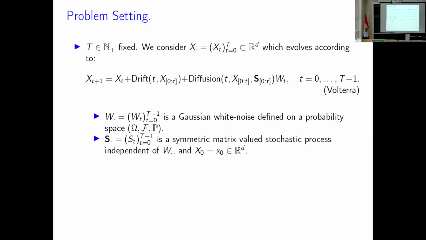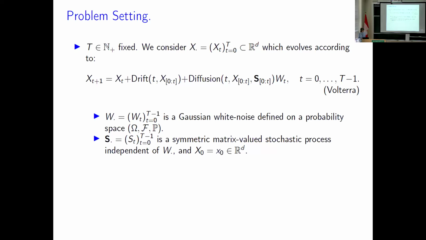Okay, so let's go to the problem setting. I'm going to present the setting that we are going to present. We fix T, and we take into account a stochastic process, X, defined in this way. And this process evolves according to these equations.